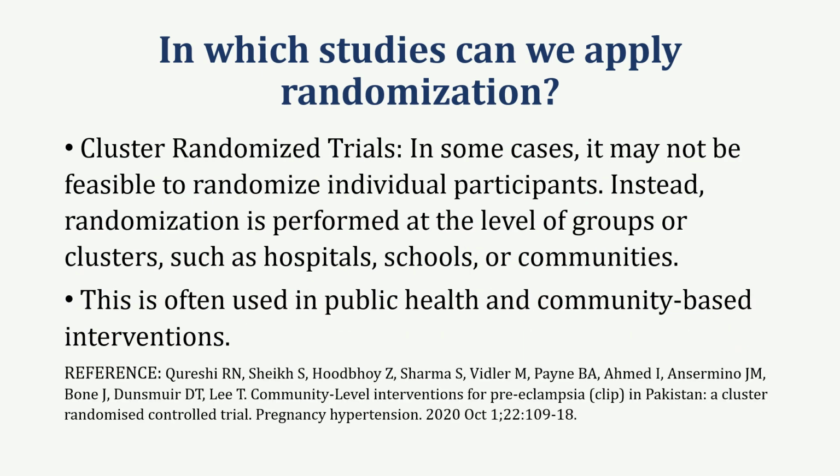A third kind of study in which we can apply randomization is the cluster randomized trial. In some cases, it may not be feasible to randomize individual participants. Instead, randomization is performed at the level of groups or clusters such as hospitals, schools, or communities. And this is often used in public health and community-based interventions. I have given a reference in which we performed a community-level intervention for preeclampsia in Pakistan, and this was a cluster randomized controlled trial. If any of you are interested, you can go and look it up.